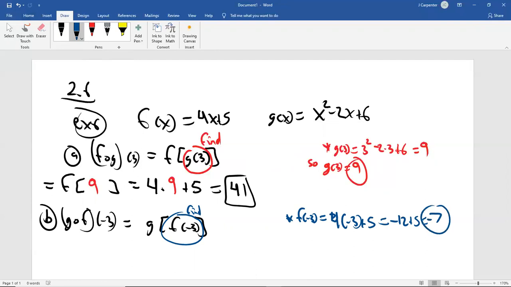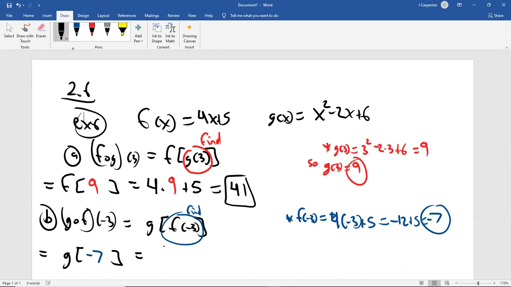So this negative 7 is what's going to go there. Instead of f of negative 3, we just write negative 7. So now this is equal to g of, again, parentheses if you prefer, negative 7. So we're going to the g function, and both of the x's will turn into negative 7s.